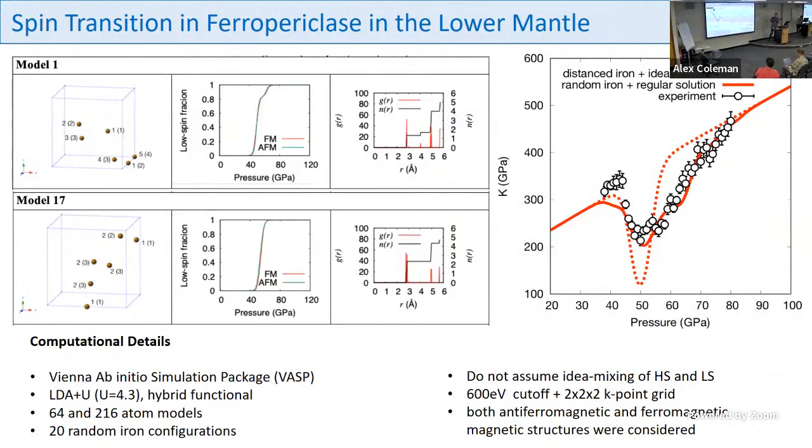So in the end, we came up with our results. We did 20 different configurations, and the solid red line is showing our results, which gives a much better agreement with experiment, which are the circles, than the previous approximation where you assumed the ideal mixing of high and low spin ions.